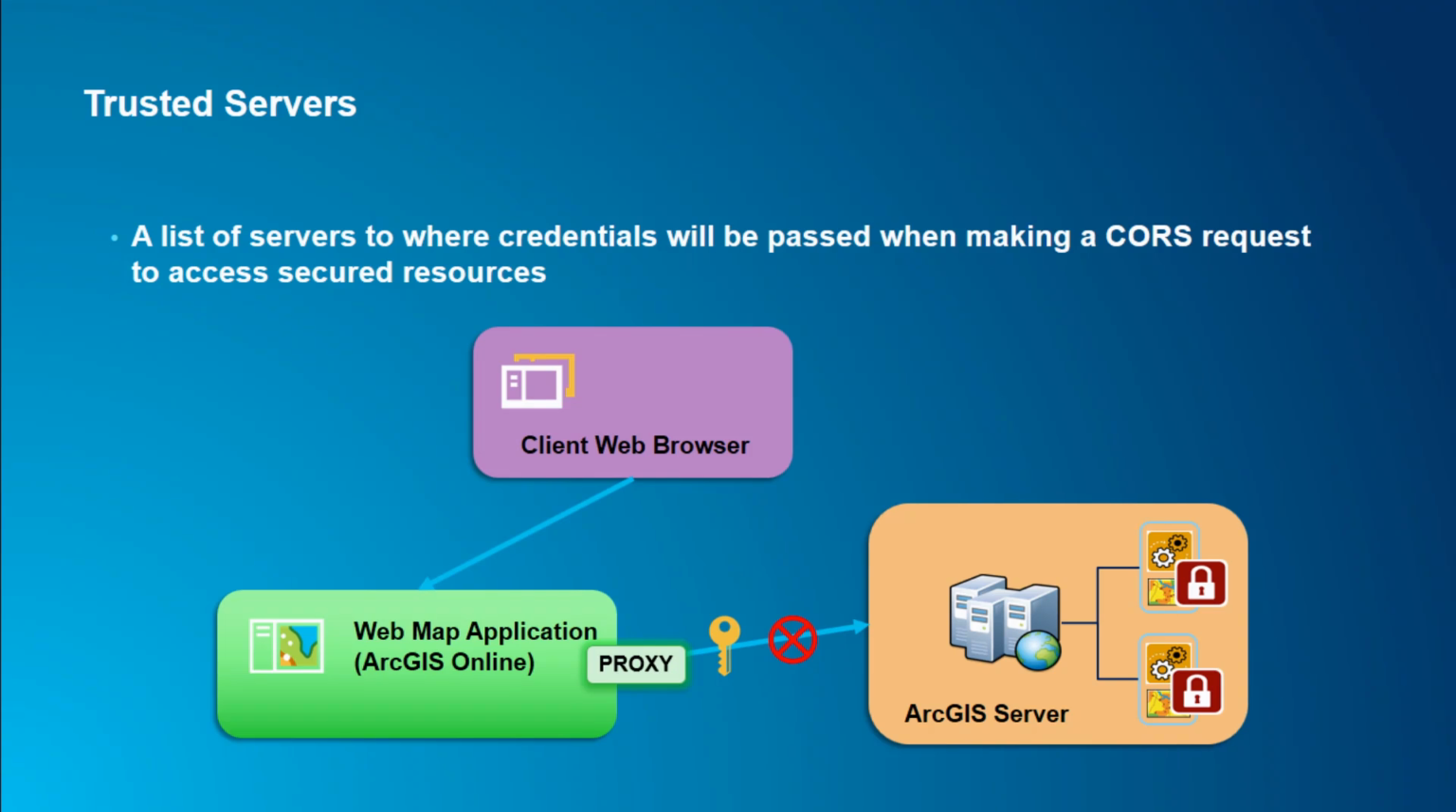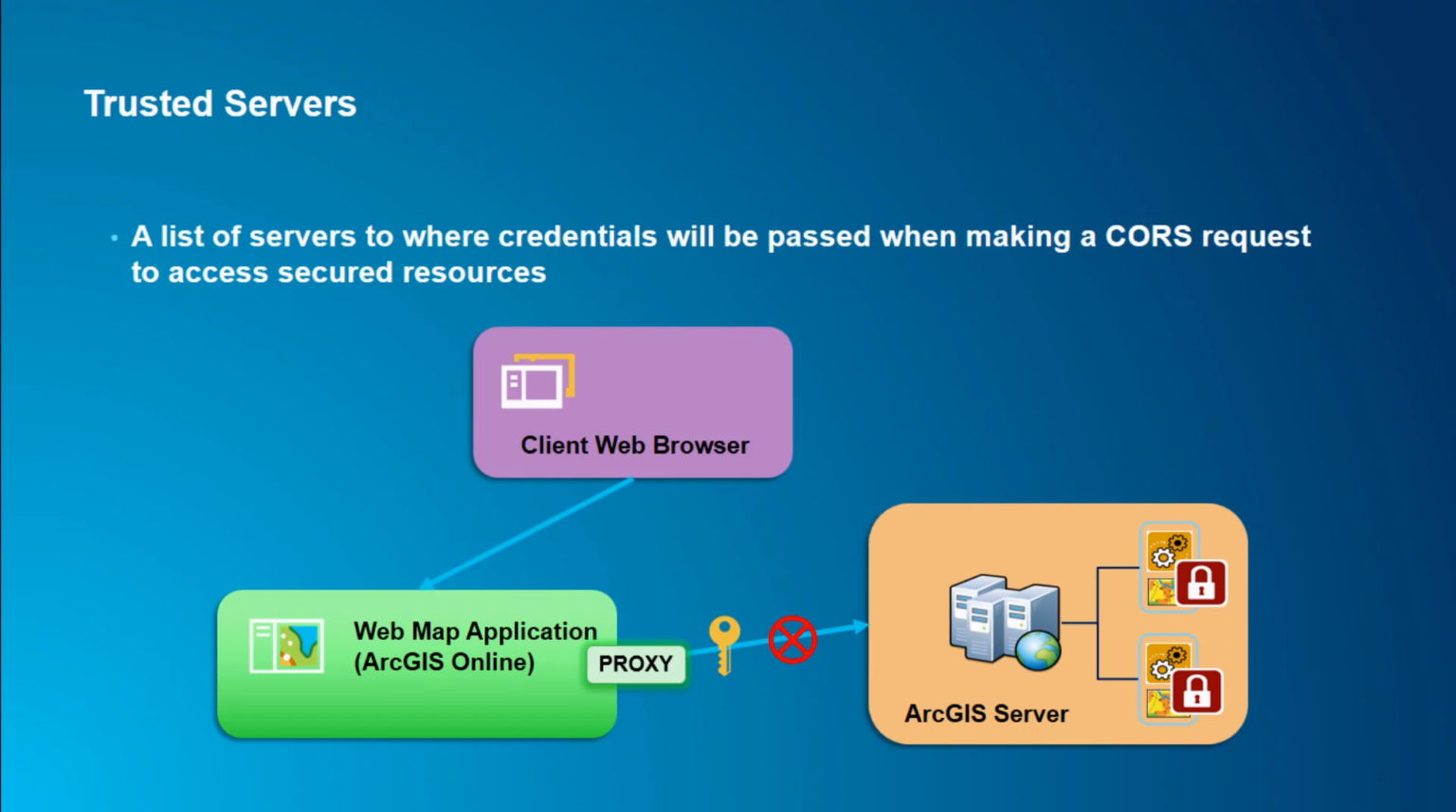The client web browser is the one that's accessing the web map in ArcGIS Online, and then the web map tells the browser, okay, you need to access this secured service, either on ArcGIS server or an OGC service. The service is secured with web tier authentication, so it cannot utilize a proxy to access it, because the credentials aren't going to be passed through a proxy. So it needs to make a CORS request.